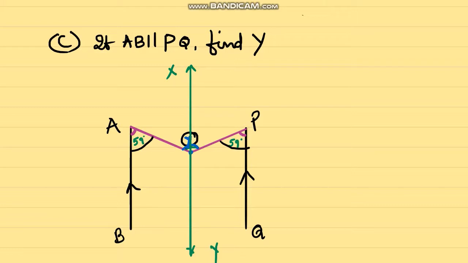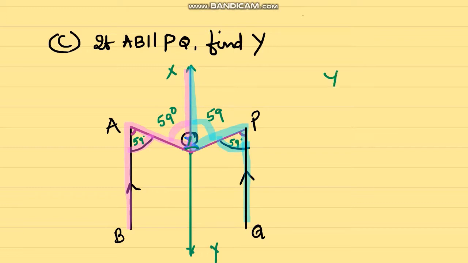Now see, look here, if you go through B, A and then this like this, you will see that it is forming Z. And so this angle and this angle are alternate angles. So here it will be 59 degrees. In the same way, if you go through the other side, you will see that this is also forming Z. So this is 59, therefore this will also be equal to 59.